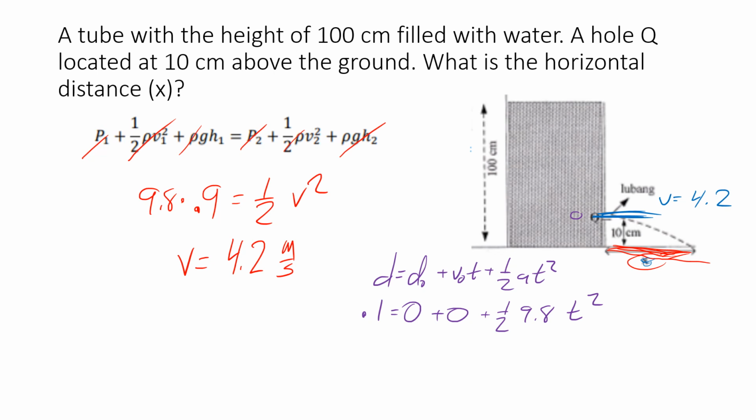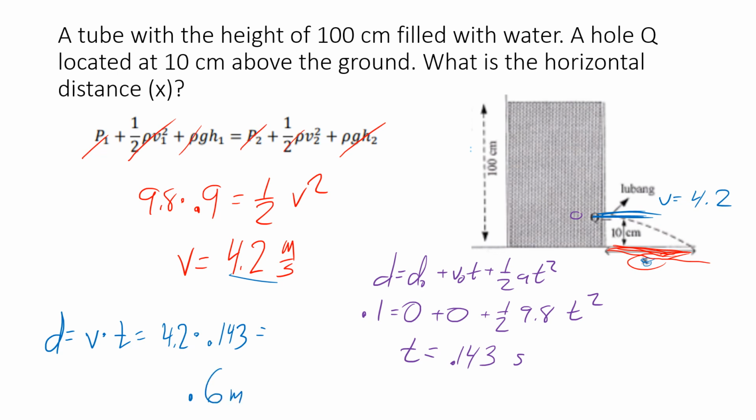You can make it negative, all that stuff. We're beyond that here, I hope. Anyways, your time is going to be 0.143 seconds. Final step now, can you put it all together? I hope so. Remember, distance is going to equal velocity times time, right? We have a velocity, our velocity is 4.2. We have a time, our time is 0.143. Multiply them together, and we are going to get 0.6 meters.